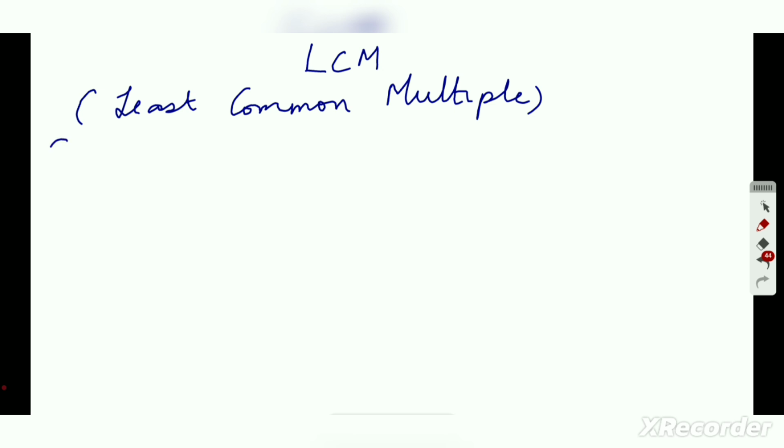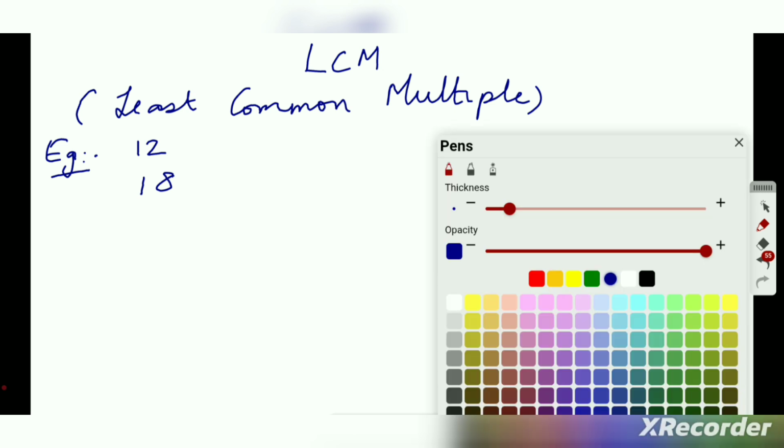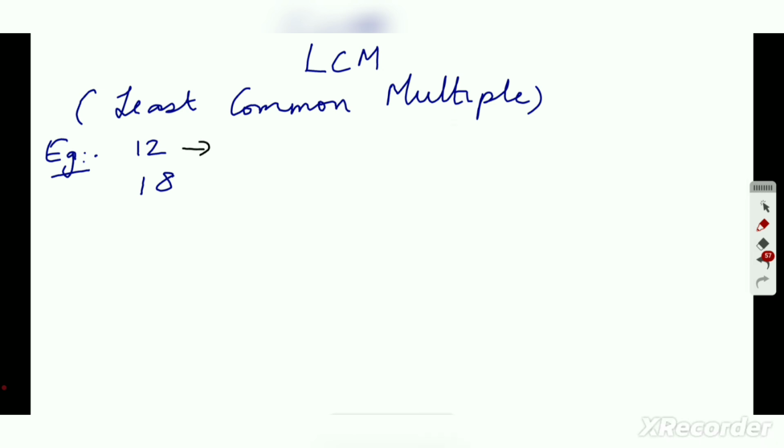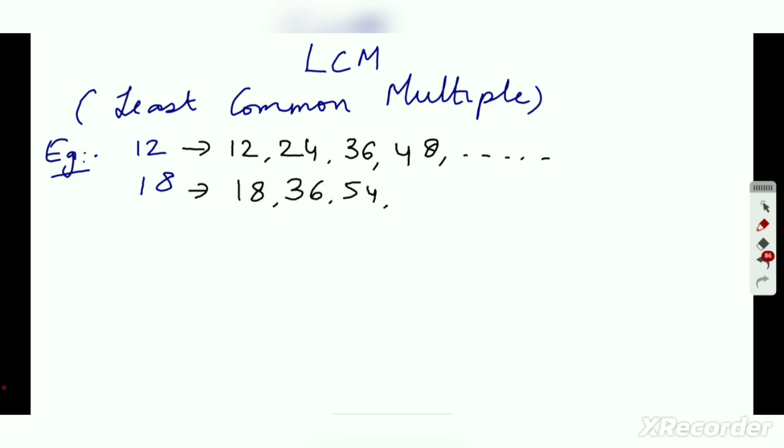So for example here, again I take the example of 12 and 18. So what are the multiples of 12? Multiples of 12 means the numbers which appear in the table of 12. So 12 ones are 12, 2s are 24, 36, 48 and so on. And what are the multiples of 18? 18, 18 2s are 36, 54 and so on.